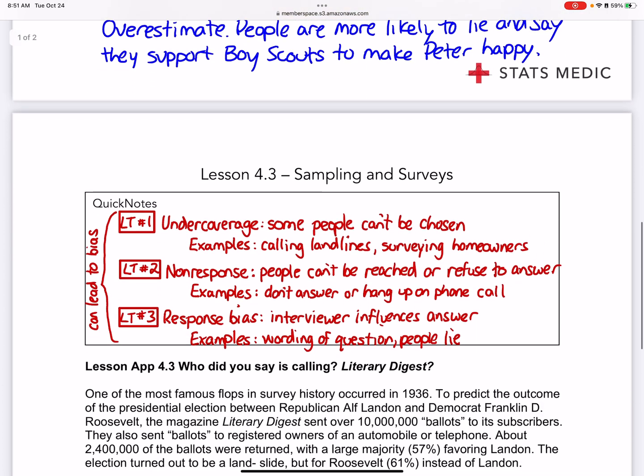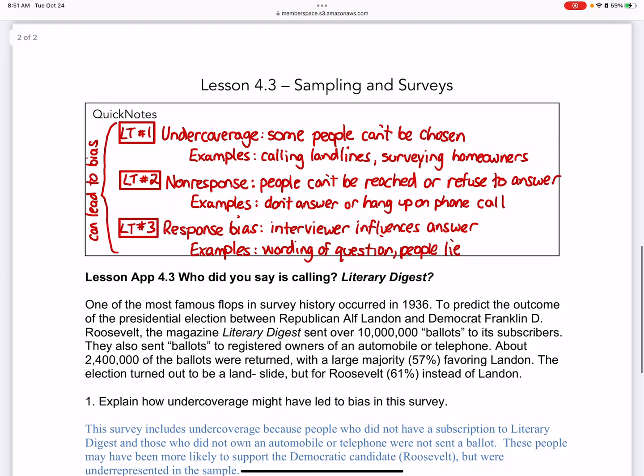Okay, the three learning targets that we just talked about. The first is undercoverage. That's when people can't be chosen. Examples are calling landlines, or if I survey homeowners, then the people that are not homeowners are not going to be chosen.